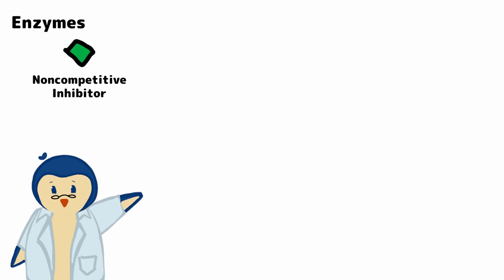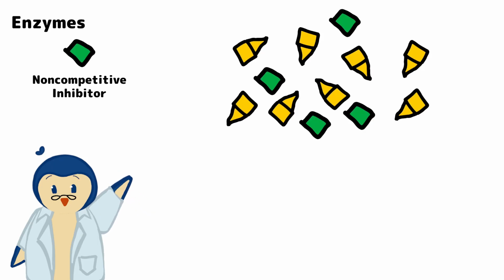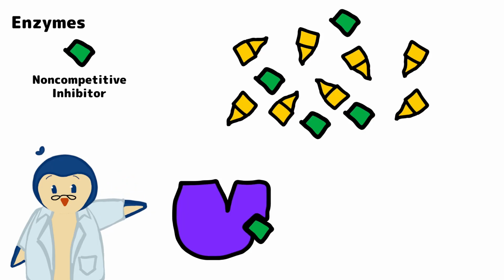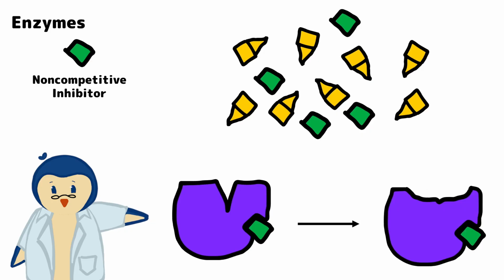Now, non-competitive inhibitors, on the other hand, will attach from the other side of the protein, not in the active site, and they will change the conformation of the protein, the structure of the protein, so that the active site will no longer be recognizable by a ligand and the reaction cannot be catalyzed. Well, this was about the enzymes. We'll continue with the structural proteins.